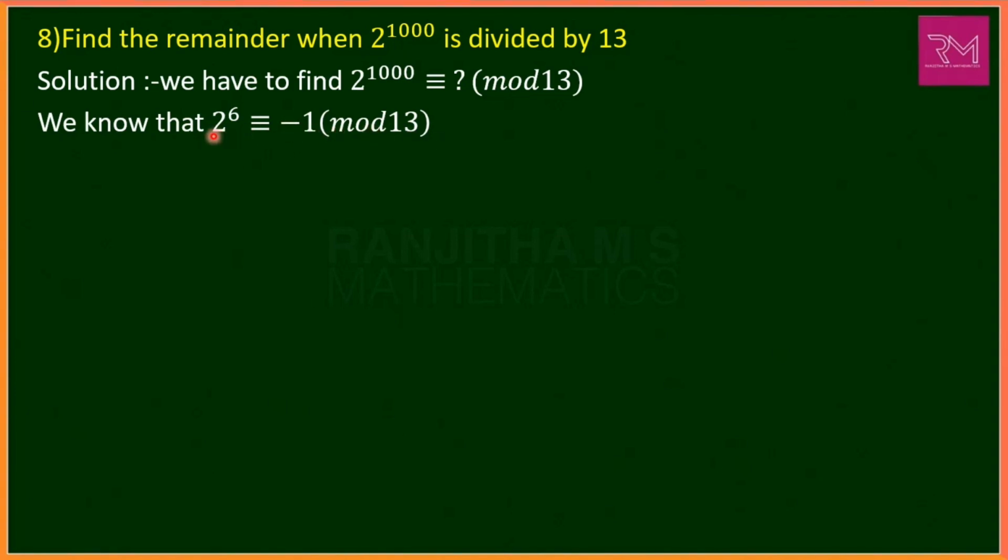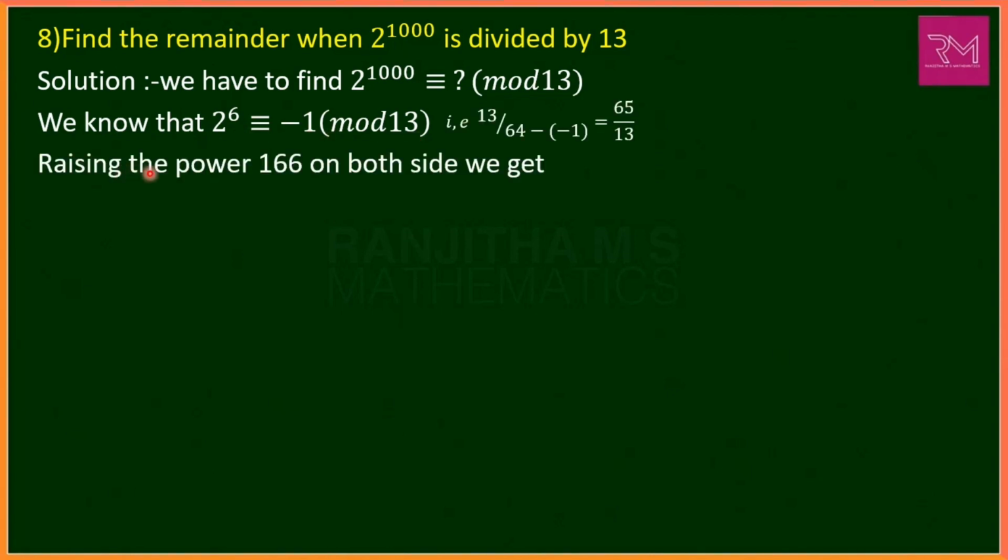This is because 2 power 6 is 64. That is, 13 divides 64 plus 1, which is 65. Obviously 13 divides 65. Therefore we can take this as 2 power 6 is congruent to minus 1 mod 13. Next step, we have to raise the power of 166 on both sides. We get 6 into 166, which gives the value 996, which is nearly equal to 1000. So this is a very important step.